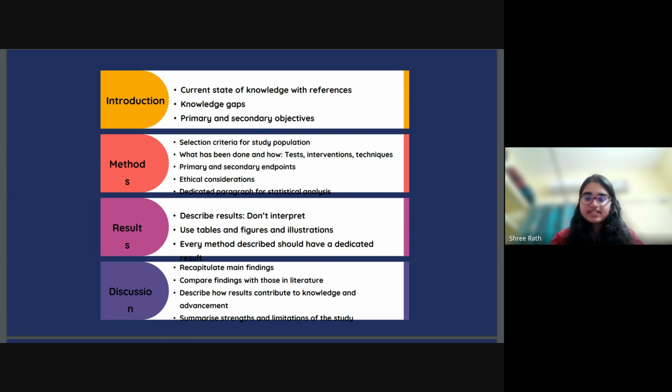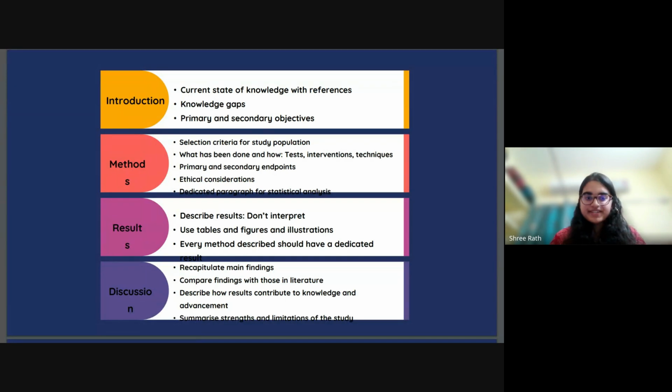Then there would be the results section. In this, you would only state, monotonously state only the results, the data you got. You'll tabulate it or put it in figures, but just state it. You would not try to interpret it or give any information on why this result came to be. That is for a different section. Here you will just state what you got.